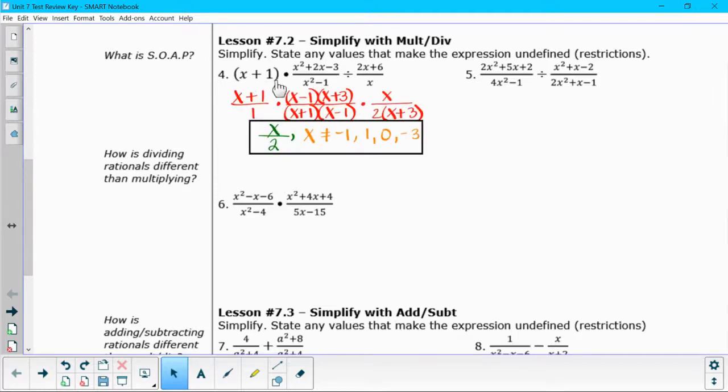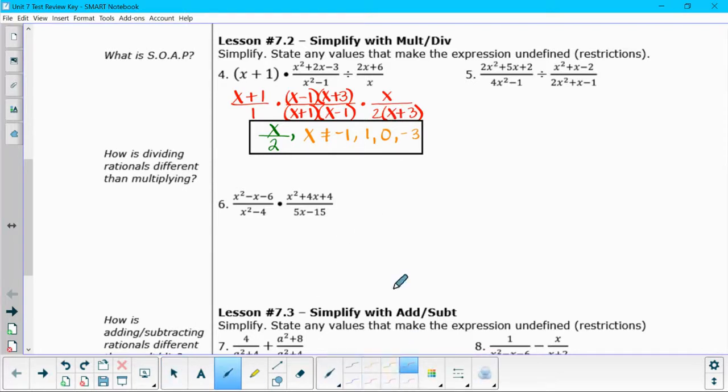Remember, when you just have a factor by itself, we think of that as over 1. I factored my numerator of my second term, that was x minus 1, x plus 3. Factored the denominator of my second term, which was x plus 1, x minus 1. Now remember, anytime you have division, you're going to keep the first fraction, change it to multiplication, and then flip the second fraction. So this x that was in the denominator is now in the numerator, and this 2x plus 6 I factored and I moved it to the denominator. I flipped the position.